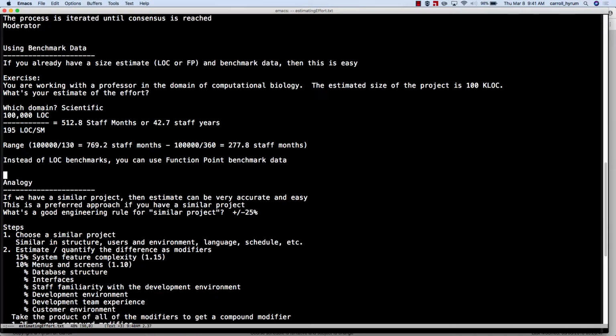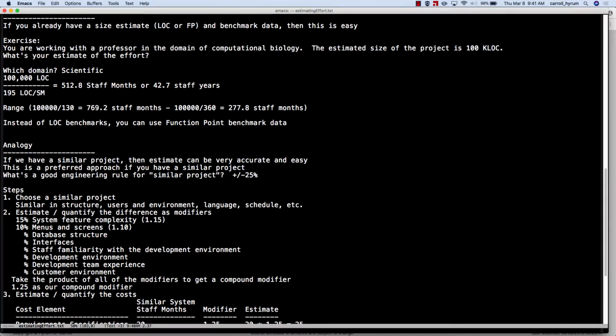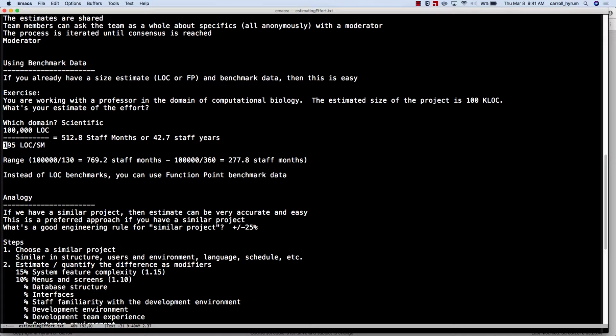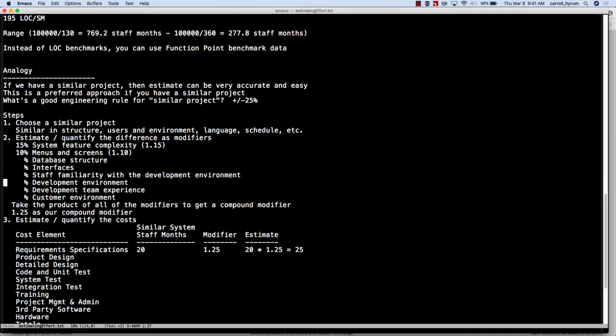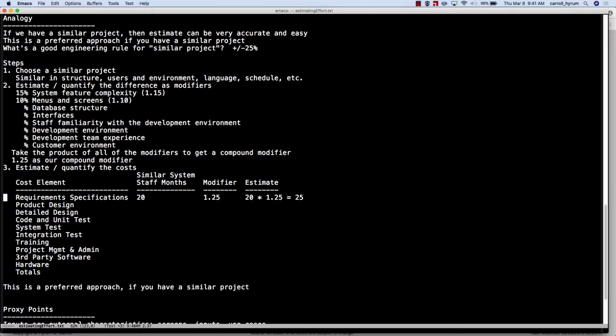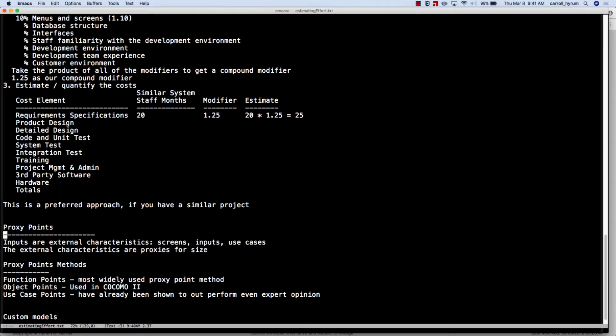Benchmark data is great if you have it, because it's in the past instead of an estimate. Along those lines is analogy. So benchmark data is like you're just assuming it's exactly the same. Analogy respects that there are differences, and we come up with modifiers to approach that, to say, how do we adjust that?